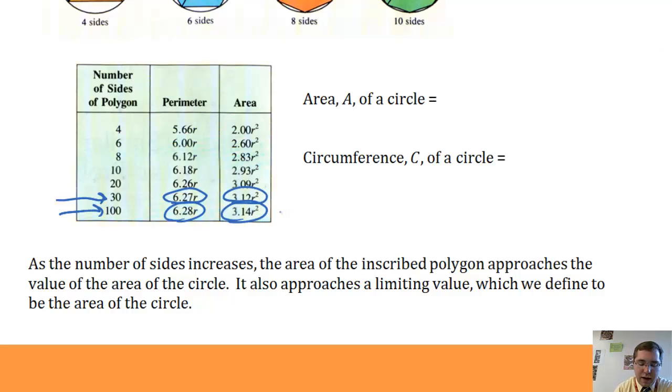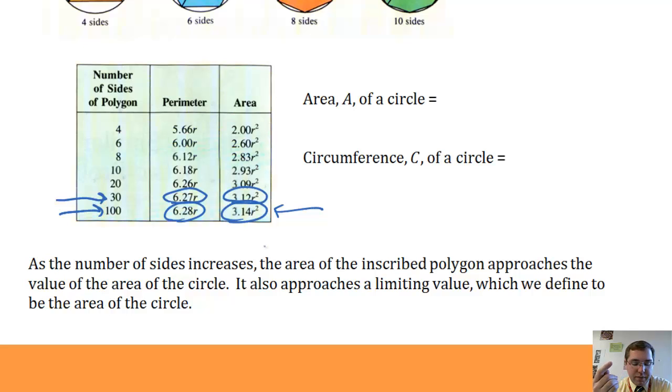Notice the actual value it's approaching. So r here is the radius. So if the radius is r, and we square that, and we multiply that by 3.14, then we're pretty darn close to the area of the circle. 3.14 should ring a bell because it's an approximation of the mathematical number pi, which is more than just 3.14, but you'll see we're getting closer and closer to pi times r squared for the area.